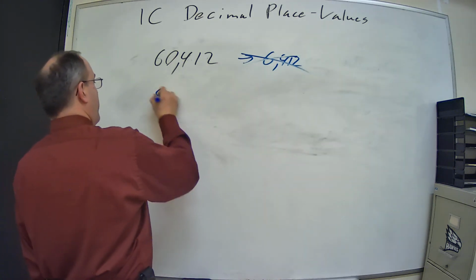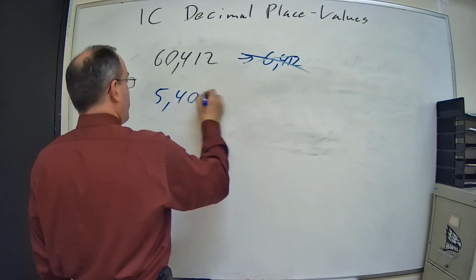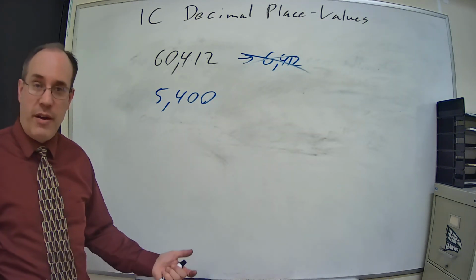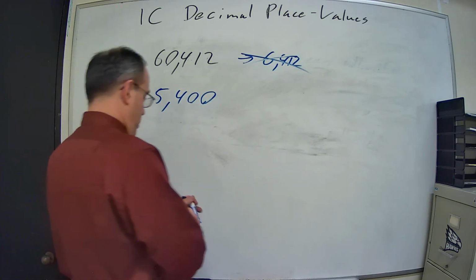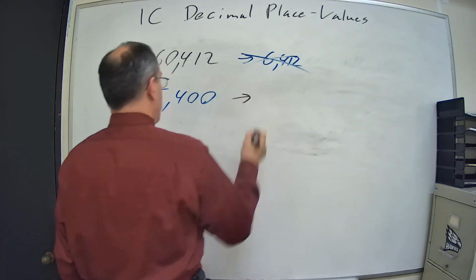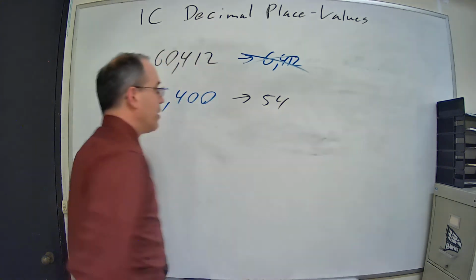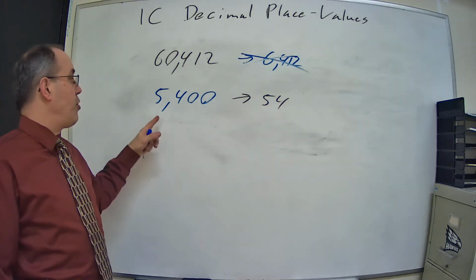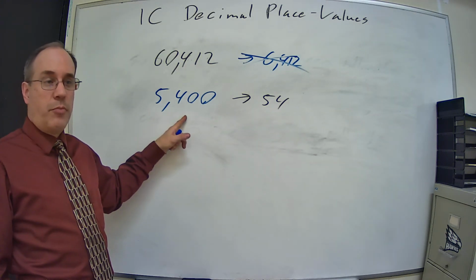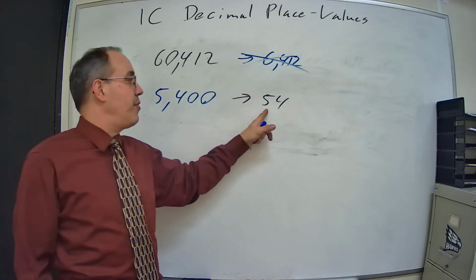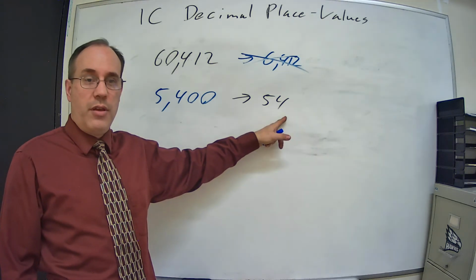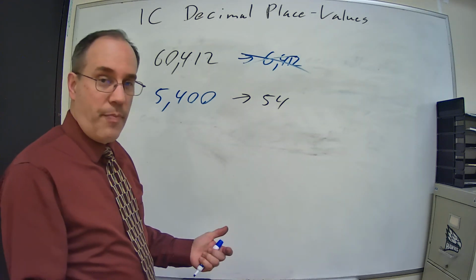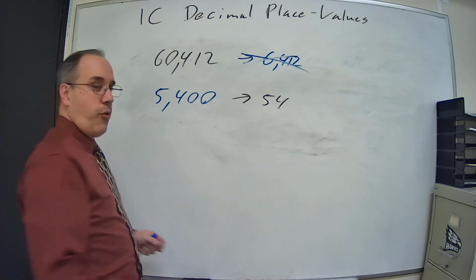What if I have 5,400? I want to know if these zeros are necessary. Well, what happens if I get rid of them? Then I end up with 54. Well, if your pay is $5,400 a month, are you okay if I give you only $54 a month? Of course not. So those zeros are definitely necessary. In fact, we call those placeholders.